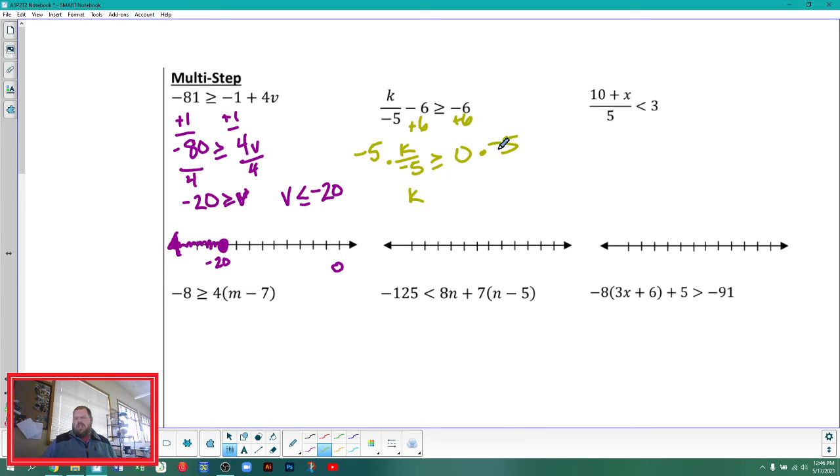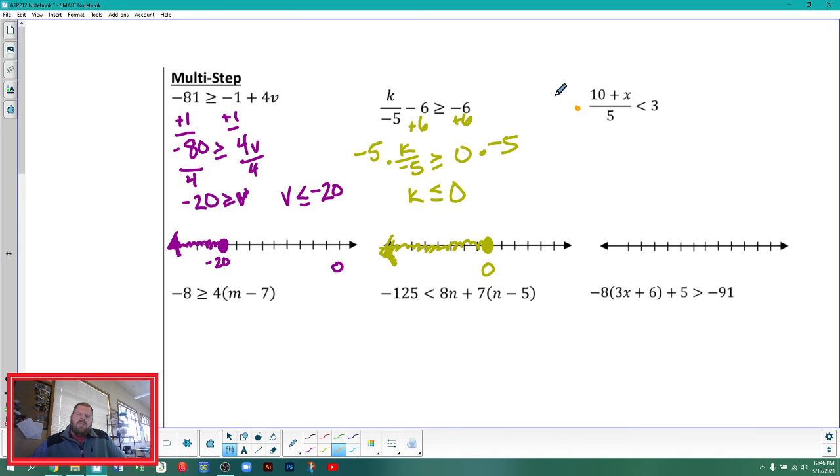Even though it's not going to change this side at all because 0 times anything is 0, I still have to flip that inequality. So I need to know where 0 is. That looks like a closed-in circle and shaded to the left. And I'm not necessarily purposely being very messy with my shading, just trying not to take too much time.